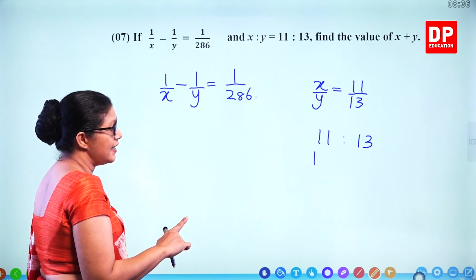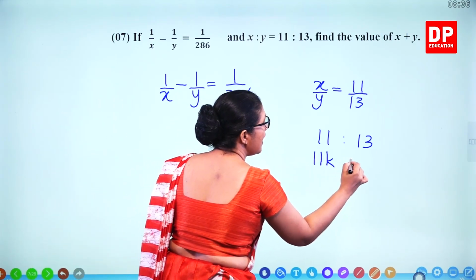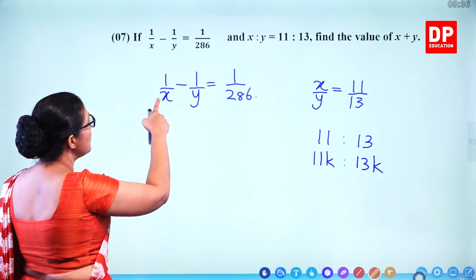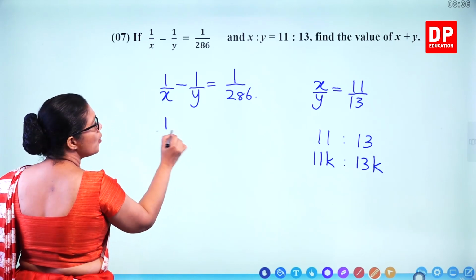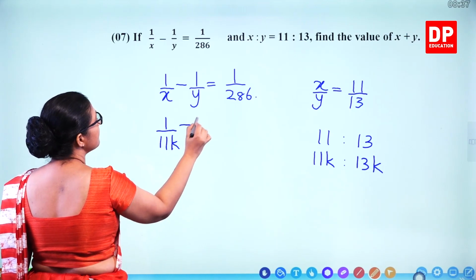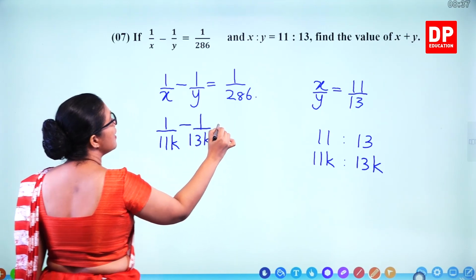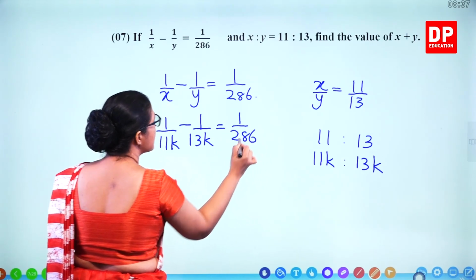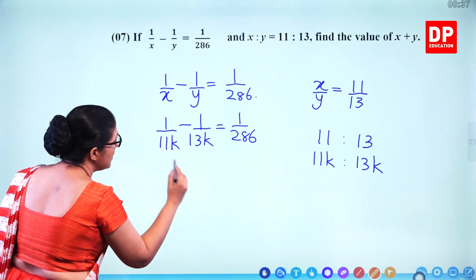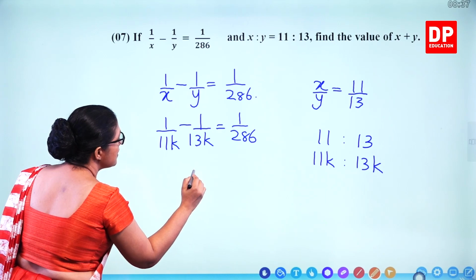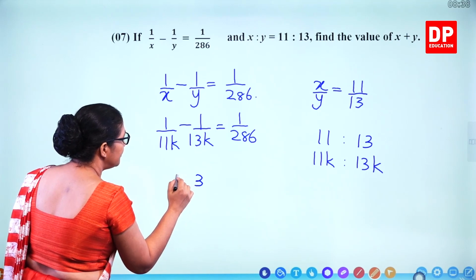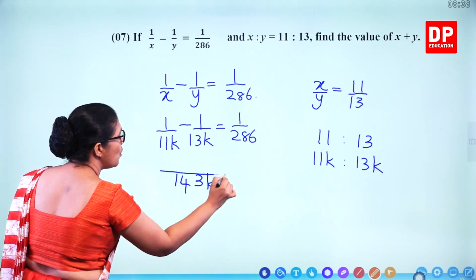We'll use another letter, since x and y are there. 11k and 13k are the actual values. So we'll substitute here. 1 over x, we can write 11k, minus 1 over 13k equals 1 over 286. So here what's the lowest common multiple? The lowest common multiple is 11 times 13. You get 11 times 3, 33. And 11 times 1, 11, so 3 plus 11, 14. So 143k is the lowest common multiple.